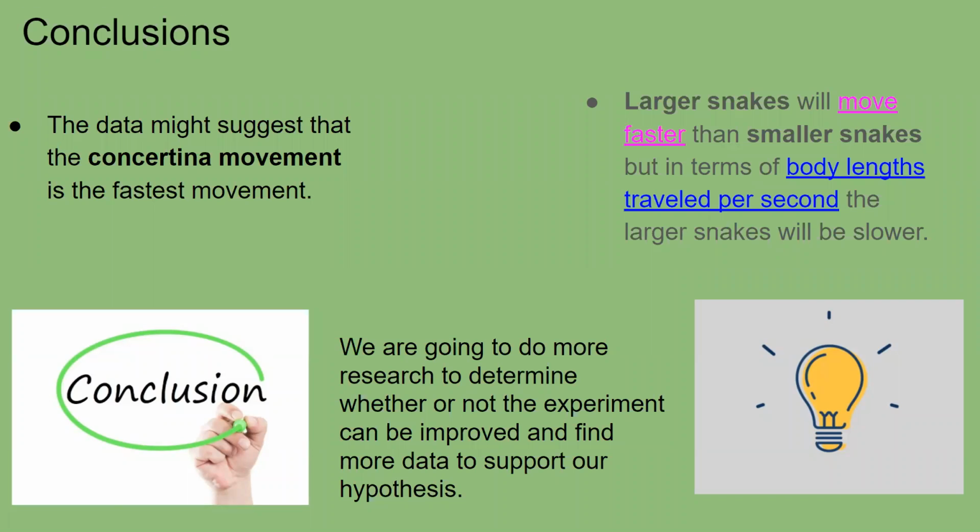Conclusion: the data might suggest that concertina movement is the fastest movement. Then larger snakes will move faster than smaller snakes, but in terms of body length traveled per second, the larger snakes will be slower. And we are going to do more research to determine whether or not the experiment can be improved and find more data to support our hypothesis.